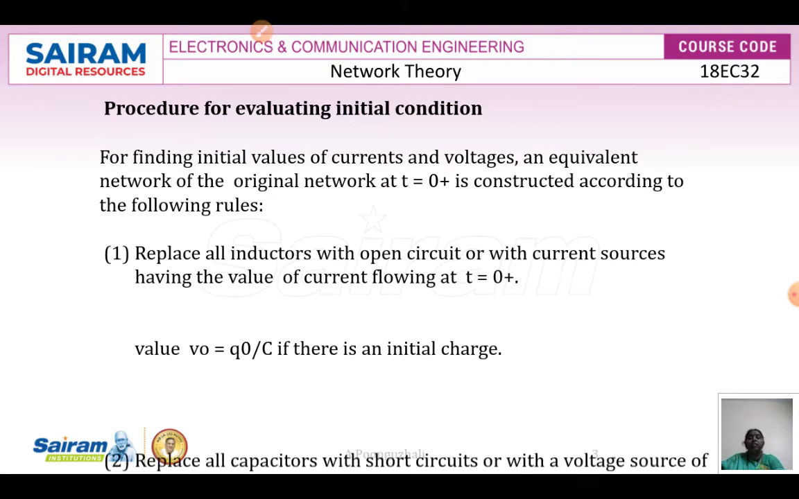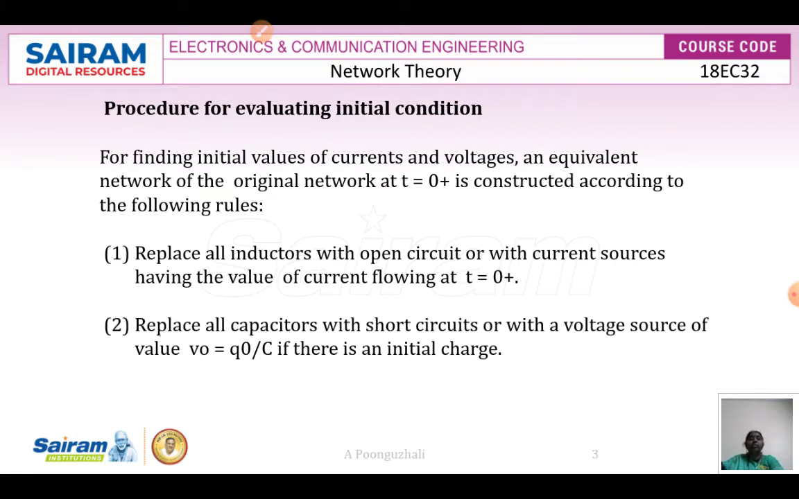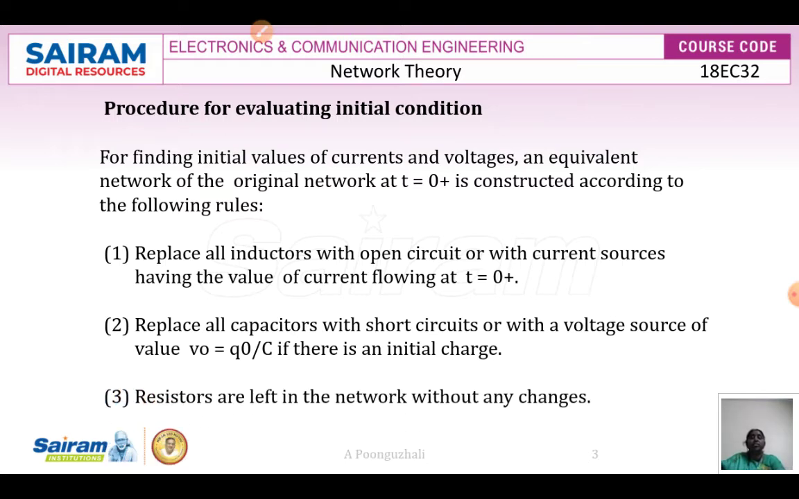Next, if there is a capacitance, we replace all the capacitors by a short circuit. If there is an initial voltage across the capacitance, it is represented as V0 = Q0 by C. Resistors are left as such without any changes, because they don't exhibit any behavioral change.